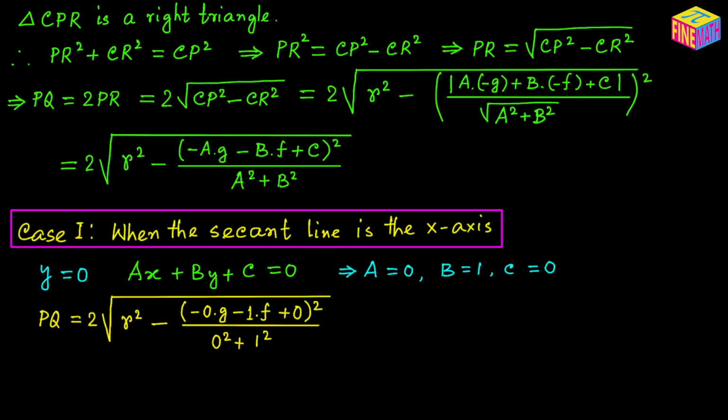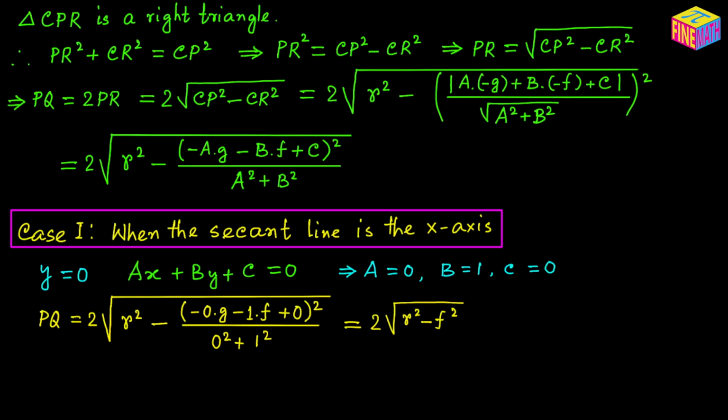So PQ is equal to 2 times square root of r squared minus, where we had negative a times g, I have used 0 in place of a, I have used 1 in place of b, where we had negative b times f, and also where we had plus c, there I have used 0 in place of c, the uppercase c. And then in the denominator, I have used 0 squared in place of a squared, and in place of b squared I have used 1 squared. Now if we simplify this, it is going to look like this. It will be 2 times square root of r squared minus f squared.